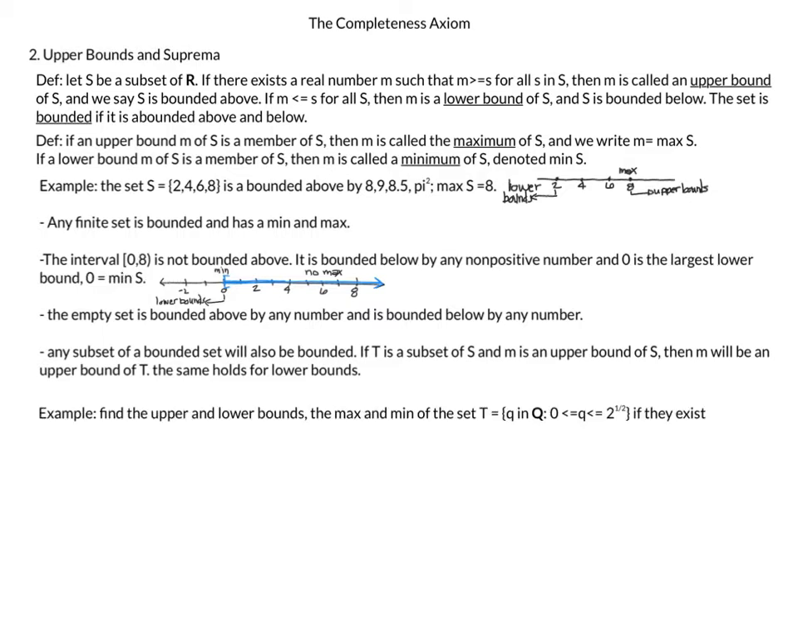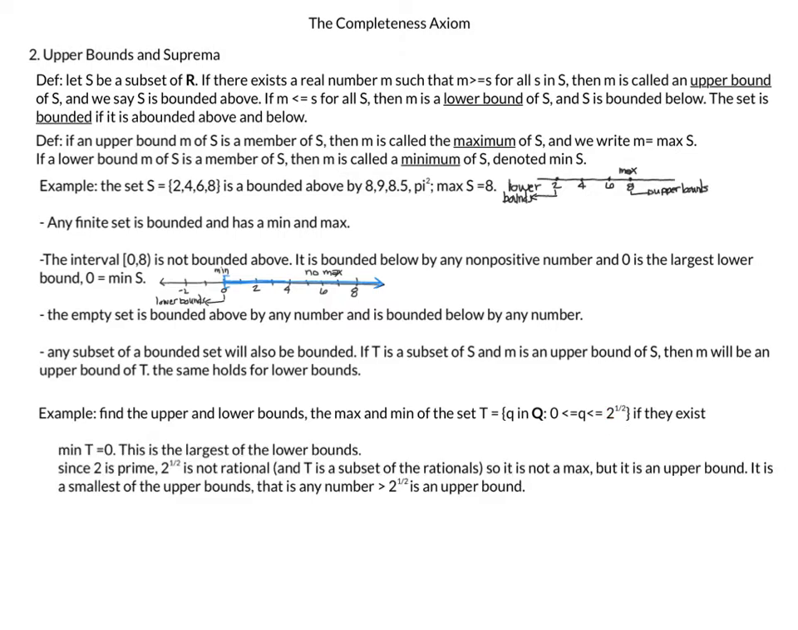And we'll do another example. Find the upper and lower bounds, the max and min of the set T, which is equal to the rational numbers Q such that Q is between 0 and square root of 2. Looking at this interval, 0 is the largest lower bound. In other words, 0 and anything smaller is a lower bound for this set. And 0 is the largest lower bound, and it is also in the set, so it is the minimum of T.